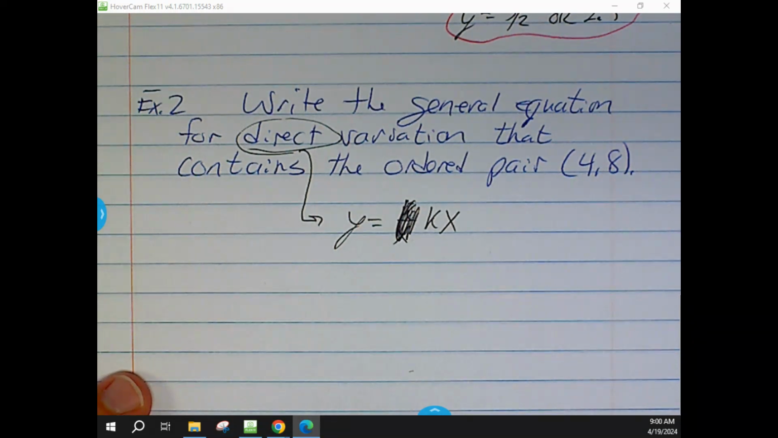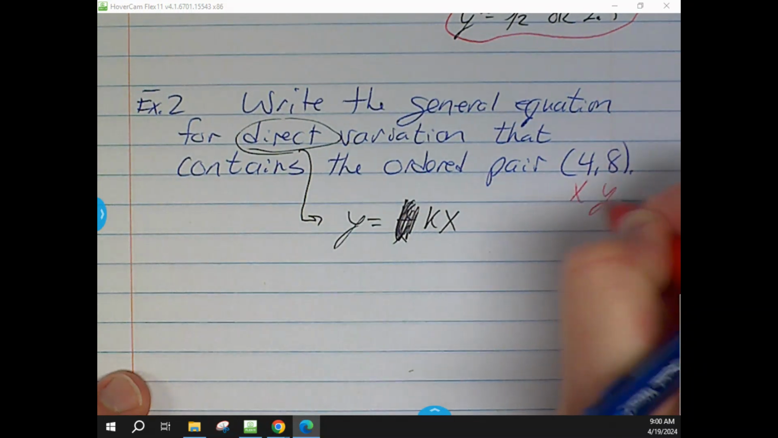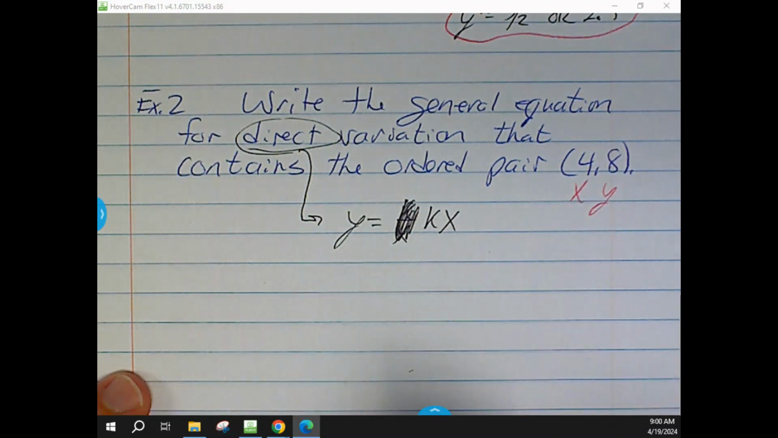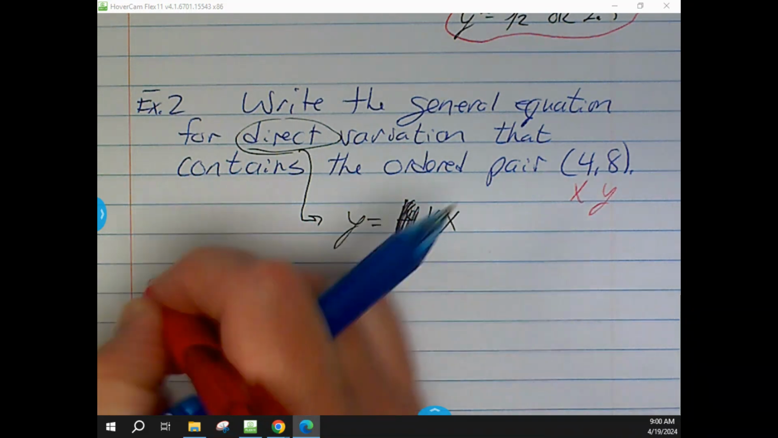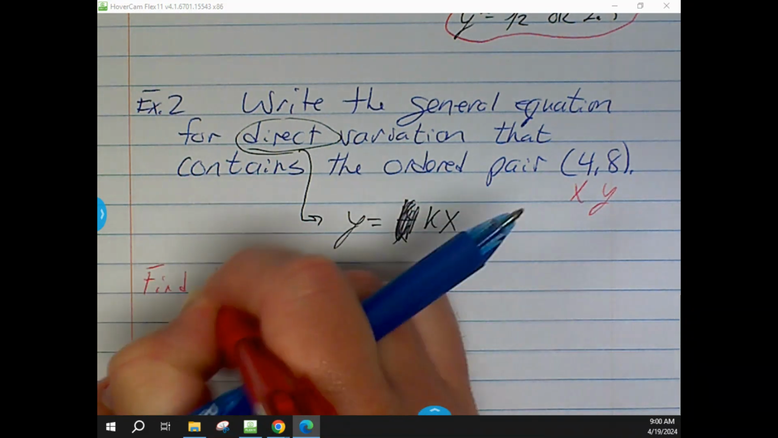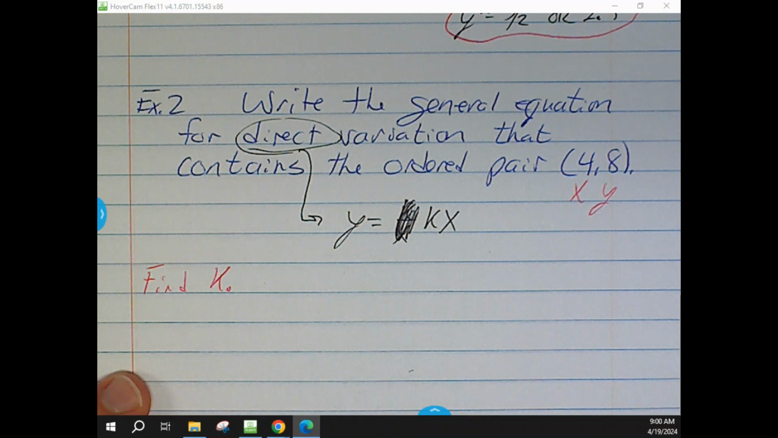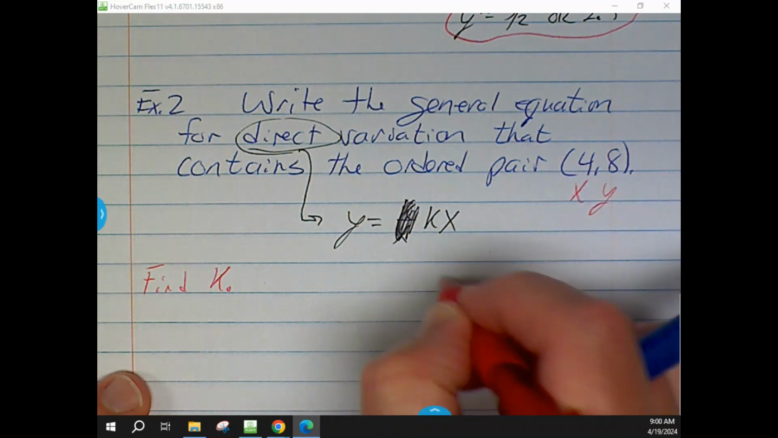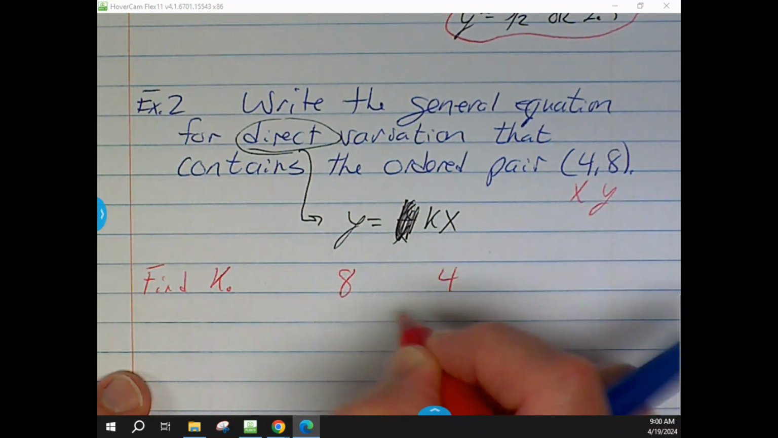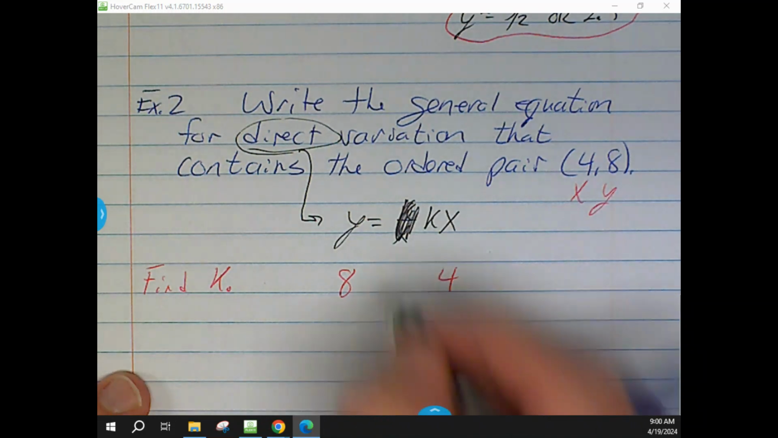Okay, and then from there, this is the ordered pair x and y. So we're going to use those two values to figure out what the k value is first. So again, we've got x is 4, y is 8. We don't know what the k value is.